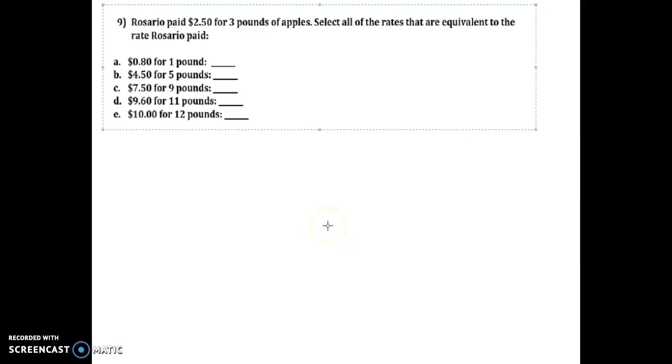All right, this is Mr. Freeman helping you guys with some winter break practice. Remember, this counts as the test score, so you guys need to be showing your work and doing the best you can on this. Number 9, Rosario paid $2.50 for 3 pounds of apples. Select all of the rates that are equivalent to the rate Rosario paid.